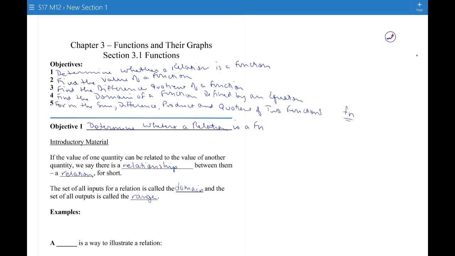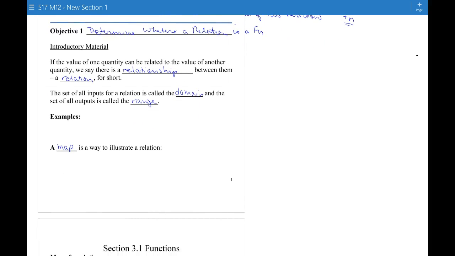And these things don't necessarily have to be numbers. Inputs and outputs can really be anything. So some examples, I mentioned a couple. See if you can think of some more. The height of the water in a swimming pool is related to the temperature as the water evaporates. So a map is one of the many ways to illustrate a relation.